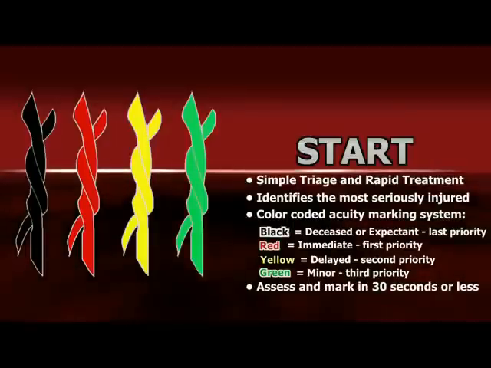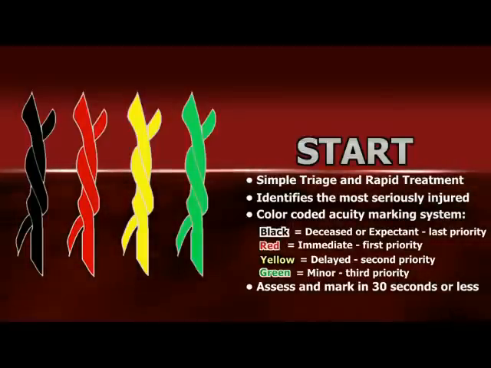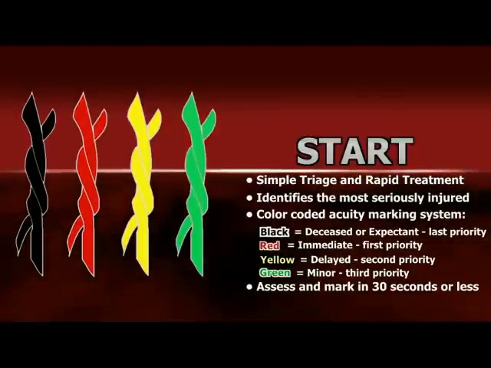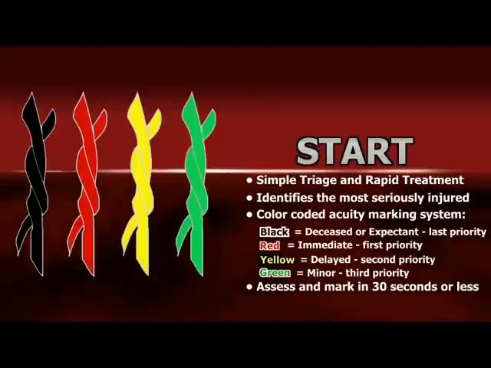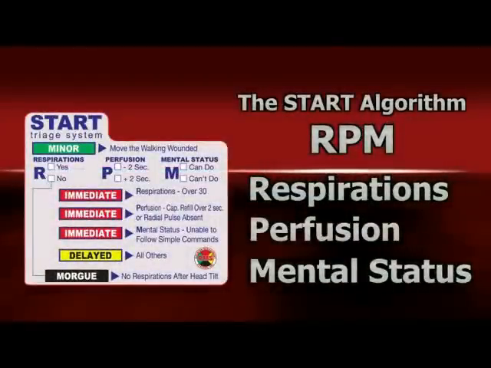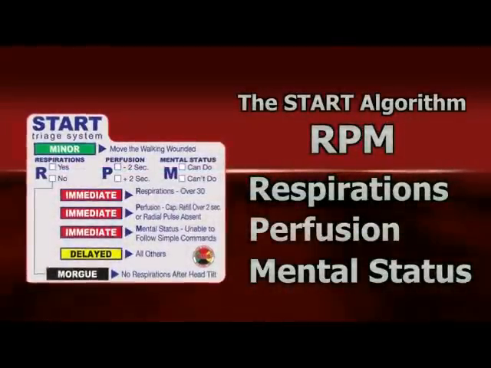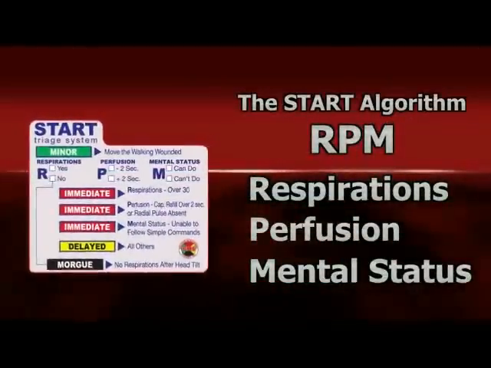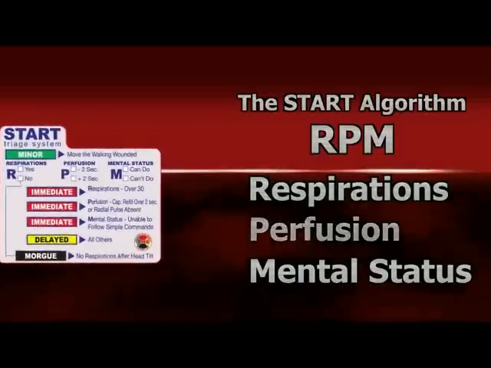The START triage system relies on making a rapid assessment of every patient and marking them with one of 4 colored acuity categories. Each assessment should take no longer than 30 seconds. Remembering the formula called RPM will guide you through the START triage assessment process.